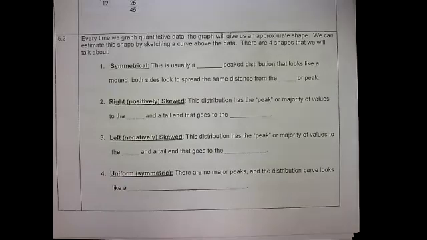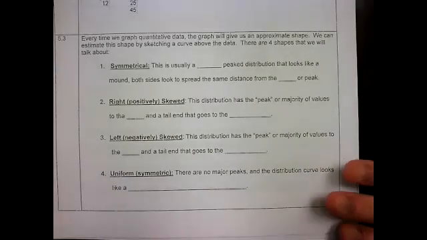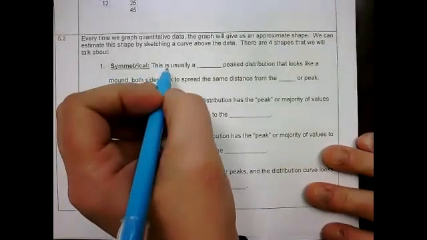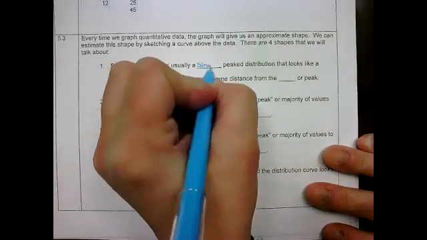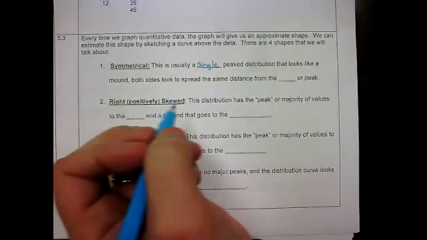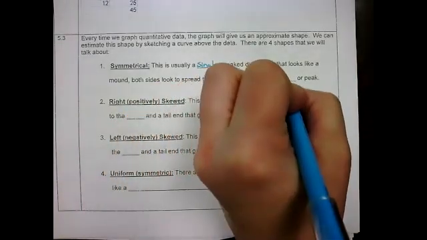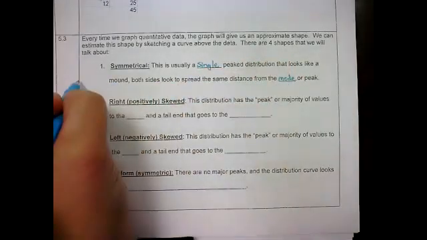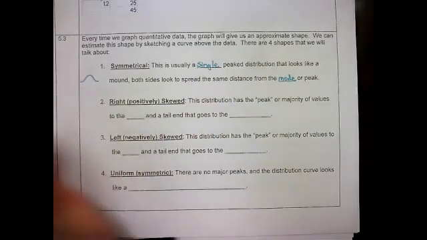Okay? So the first one is going to be symmetrical. This is usually a single peak distribution that looks like a mound. Both sides look about the same distance from the mode, or the peak. So it would look something like that.